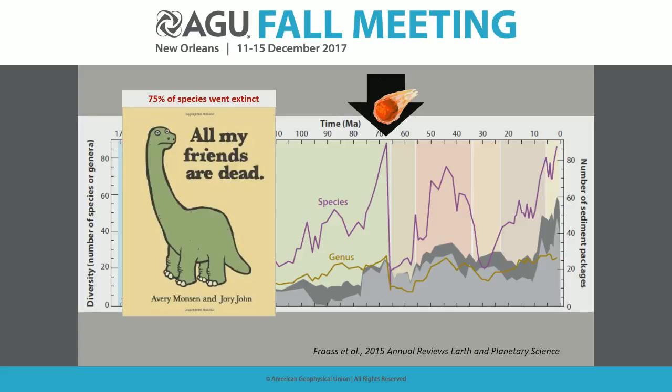So if you think about recovery only in terms of number of species, we actually still haven't recovered from the KPG boundary. I think that for that reason it is not the best way to think about recovery of the ecosystem. You can have a healthy ecosystem with full functionality that's just composed of fewer species than you had before.